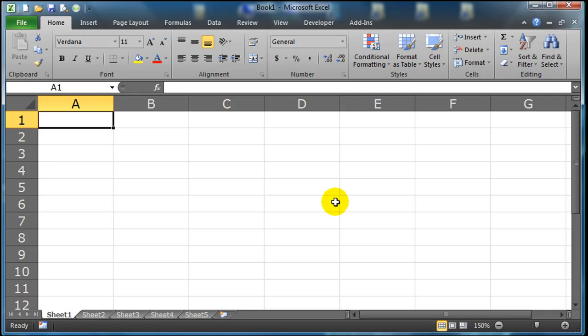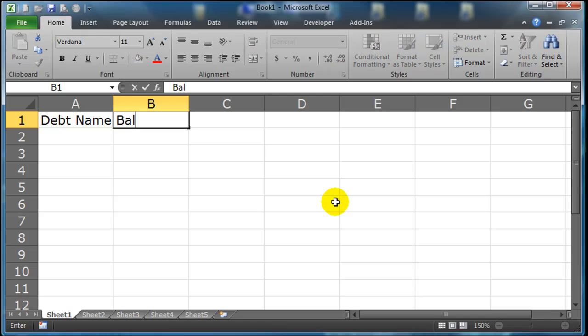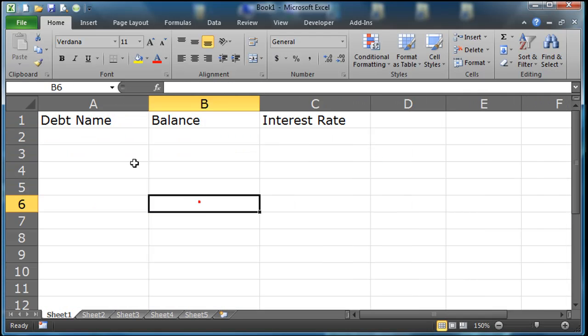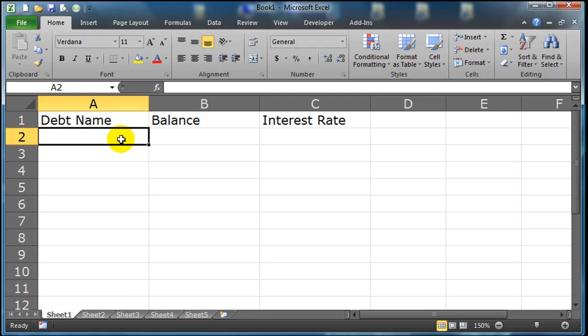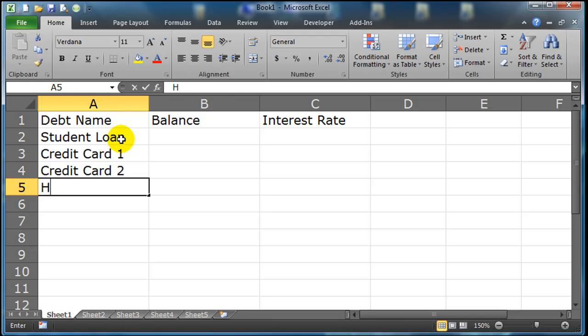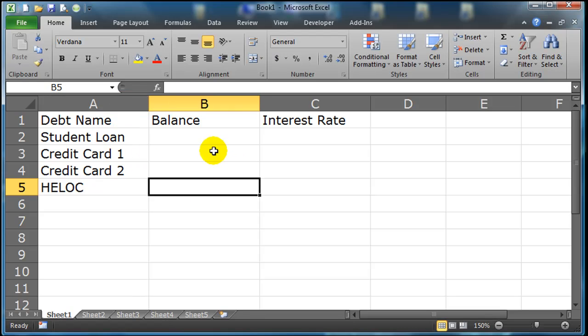For instance, I'll do debt name, balance, and interest rate here. So I've got a few pieces of information that I want to keep track of. And who knows what your debt sources could be. They could be student loan, credit card 1, credit card 2, maybe you have a home equity line of credit or something like that.